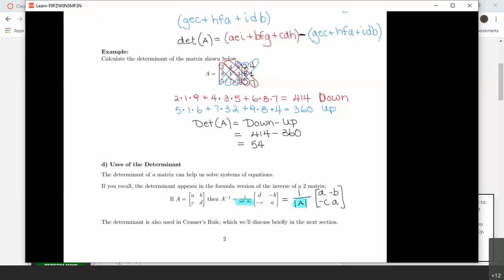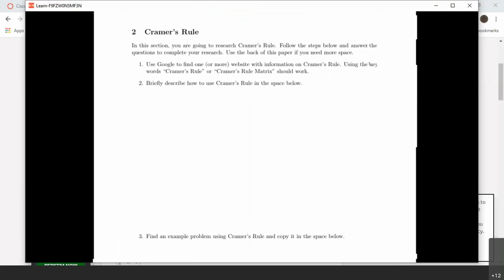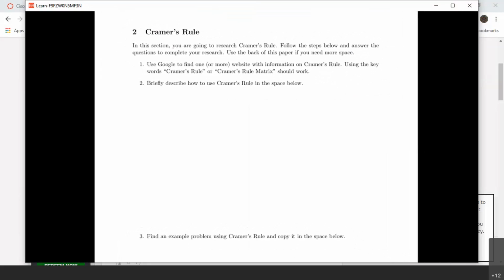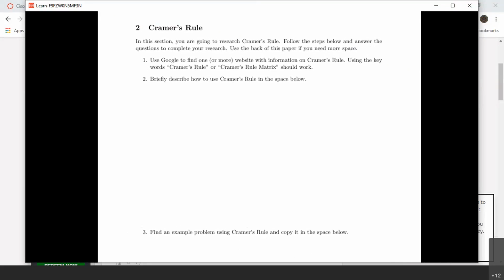So again, let's move on to Cramer's rule. This says to Google it and find out information. I'll save you the trouble. We'll talk about it together. So Cramer's rule, what is it used for? Basically it uses determinants to solve a system for one variable. That's the basic use of it, without having to calculate all of them again.